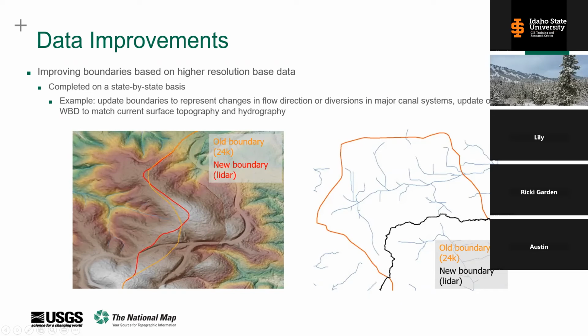Those are pretty common updates that we see when we do our data improvements with high resolution base data. We can see a combination of major changes where the boundary is moving quite a bit from the original, and then changes where it could just be more of an adjustment along a ridge line here.